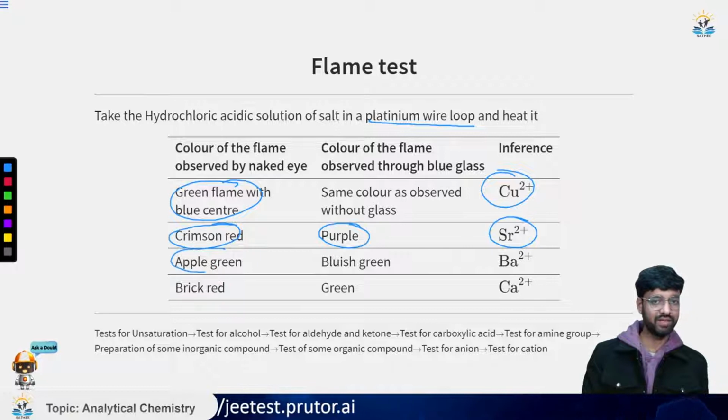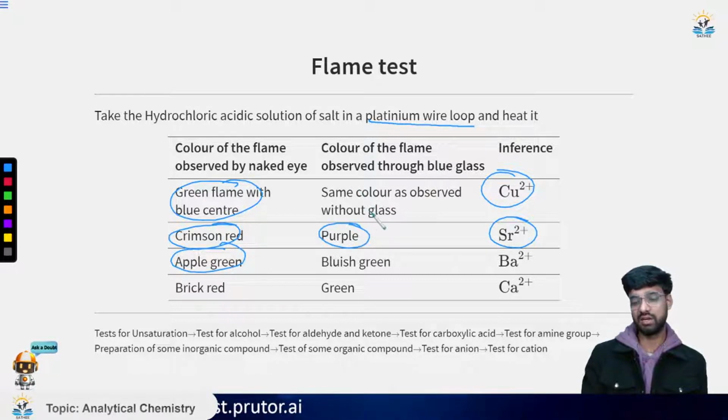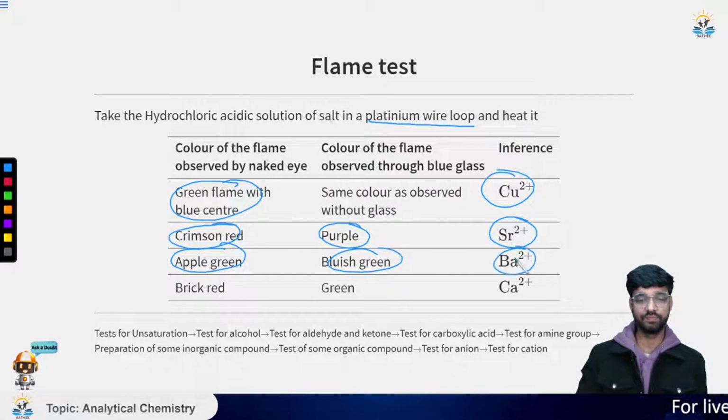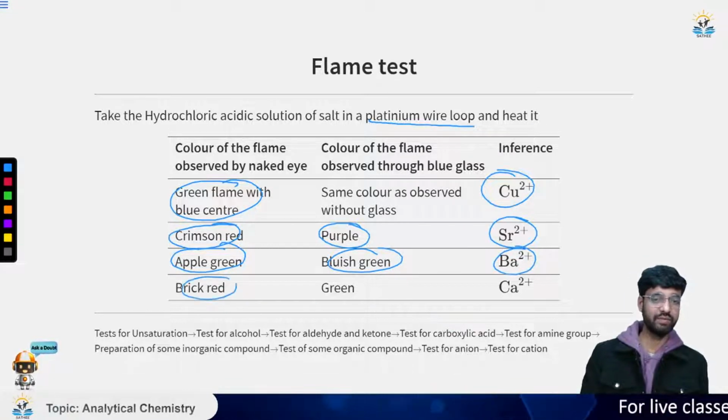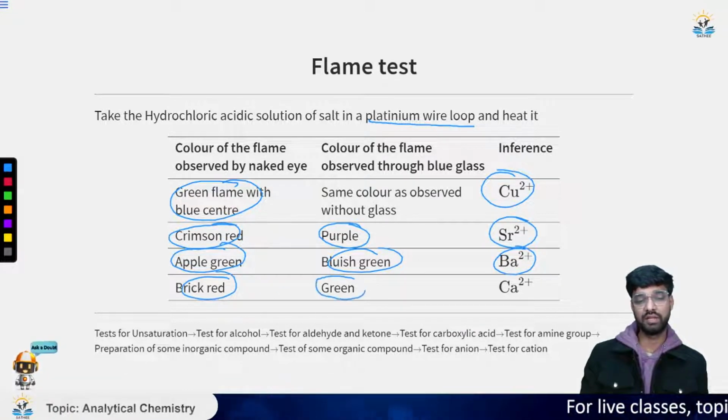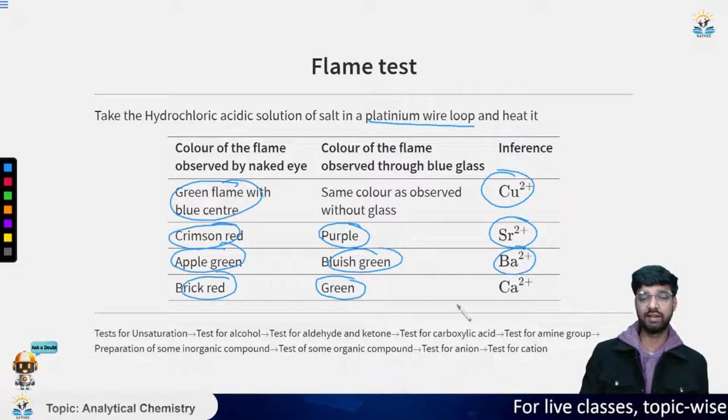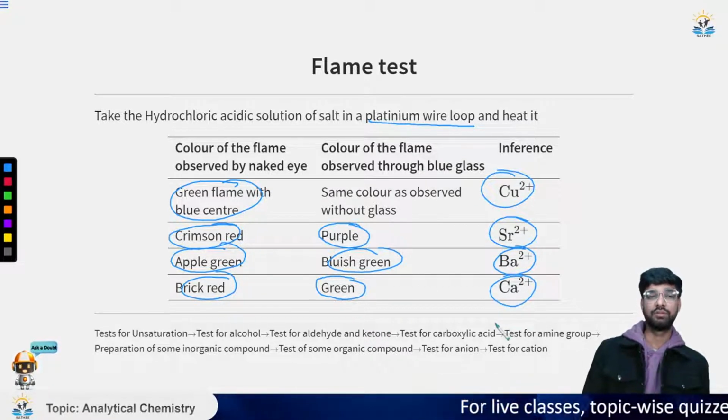And if it is apple green and upon seeing through the blue glass it is bluish green, then it is barium. At last, if it is brick red and upon seeing it through the blue glass we get green, then it is Ca2+. So this is the flame test.